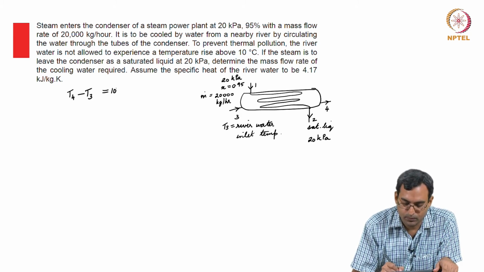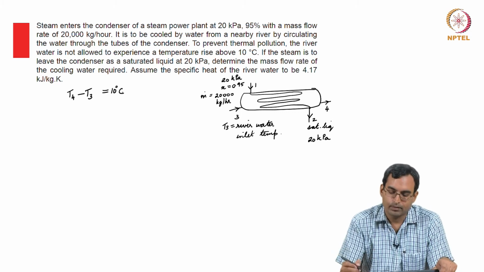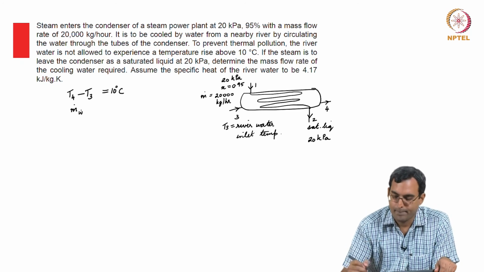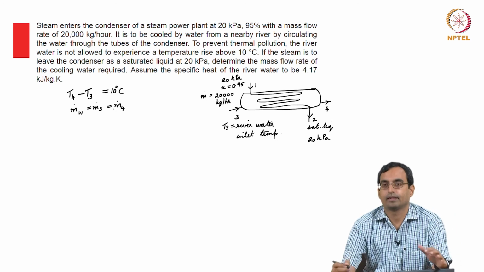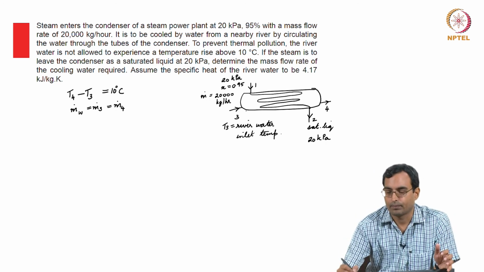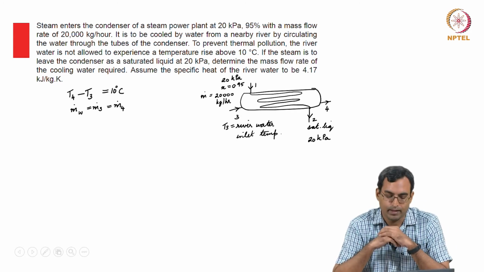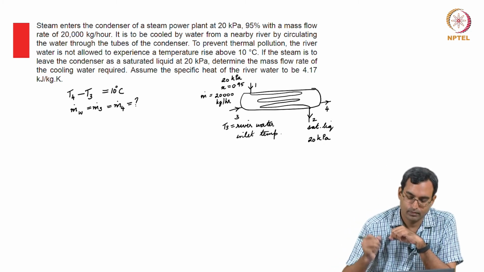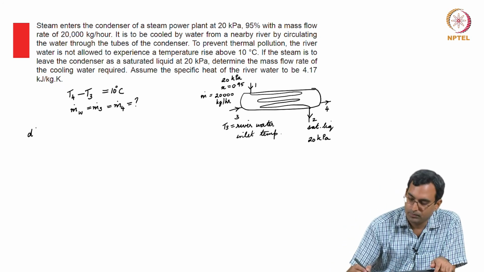So, let us say it is equal to 10 degrees centigrade. What we want to know is what is the flow rate of river water, that is essentially m dot 3, which is equal to m dot 4. We are considering this as steady state. So, any water which comes in from 3 must be going out at 4. So, m dot 3 is m dot 4. So, we have this, and that is what we want to find out. So, let us write the first law again for the control volume which contains all of this.